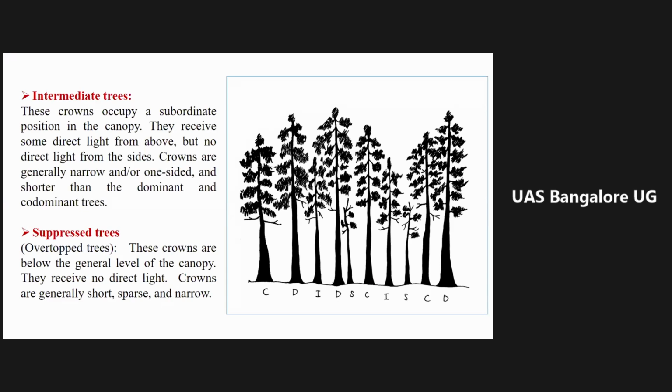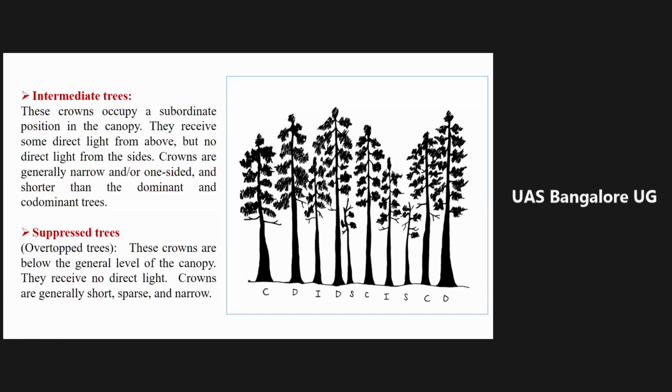Then the third one is intermediate trees. These crowns occupy a subordinate position in the canopy, which means the lower position of the canopy, and they receive some direct light from above, but no direct light from the sides. The crowns are generally narrow, one-sided, and also shorter than the codominant and dominant tree classes.